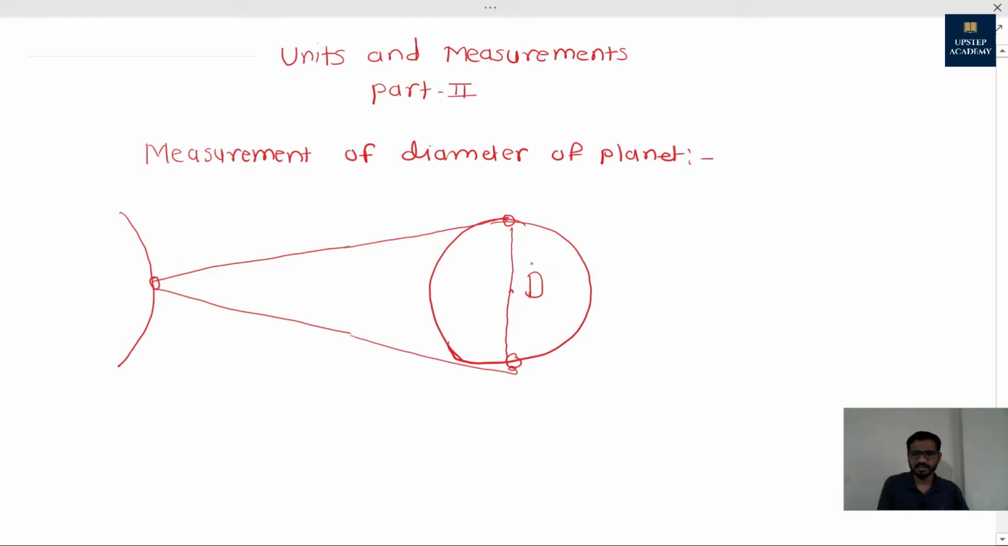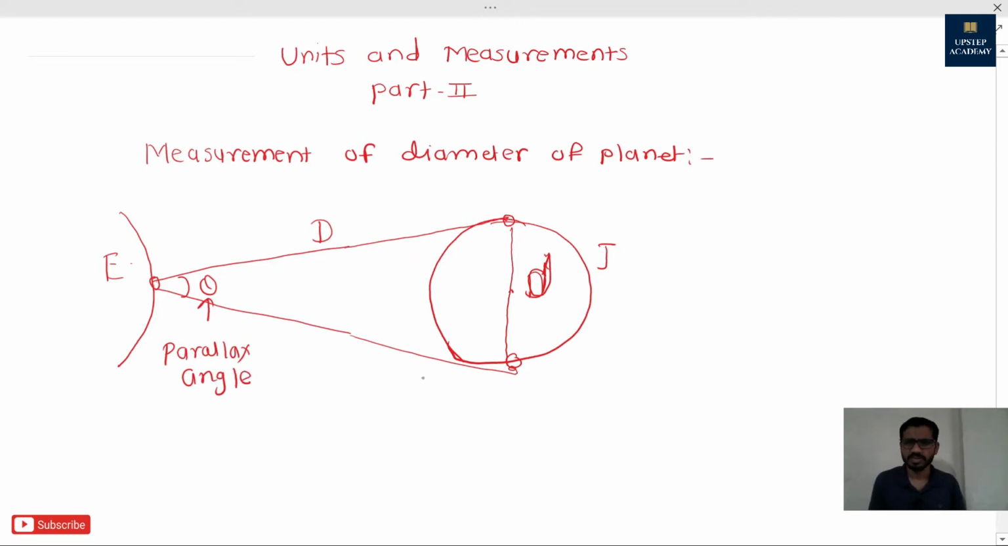Let's consider the planet is, suppose, Jupiter. The distance between Earth and Jupiter is capital D. Let's take the diameter of this planet as small d. Now you know that the angle made over here is the parallax angle. This angle is nothing but the parallax angle.